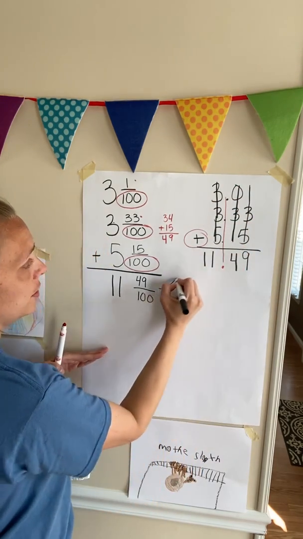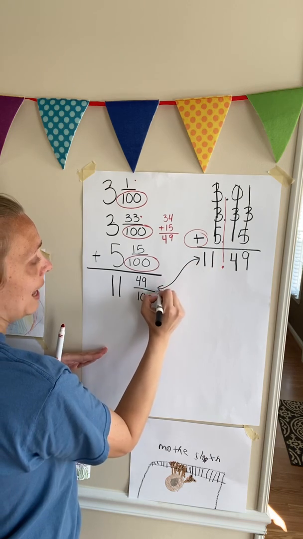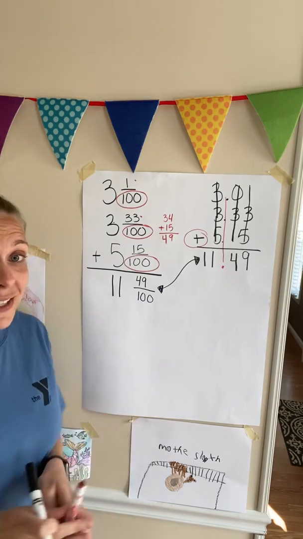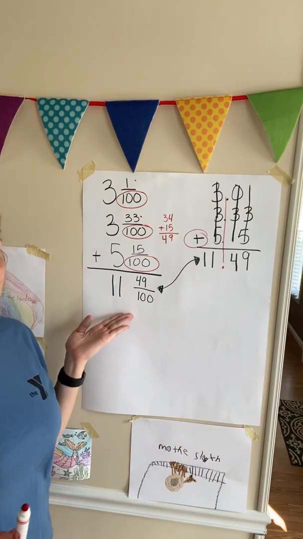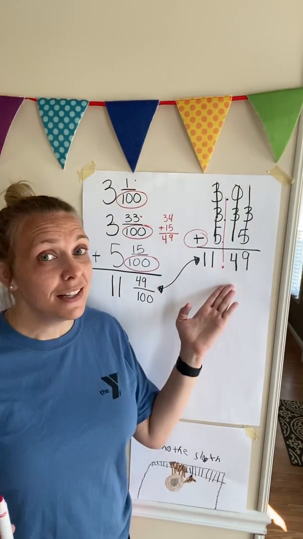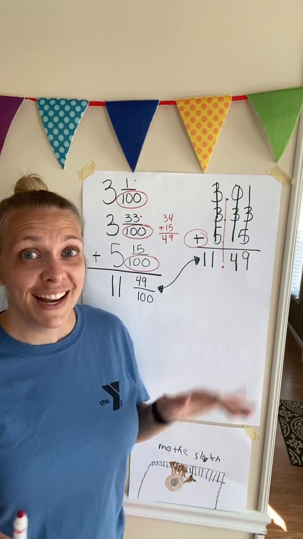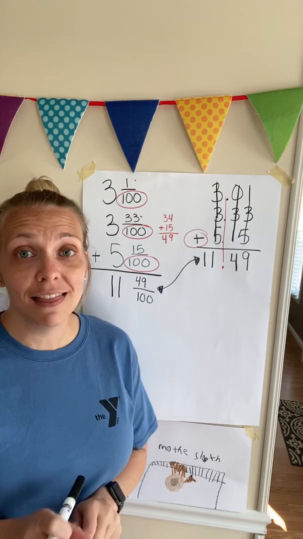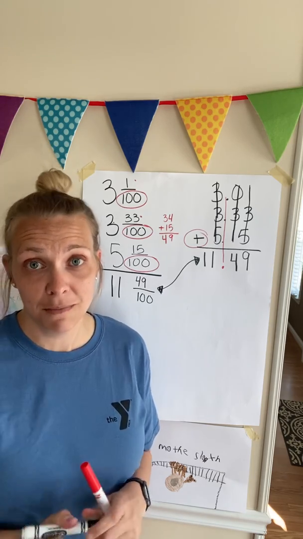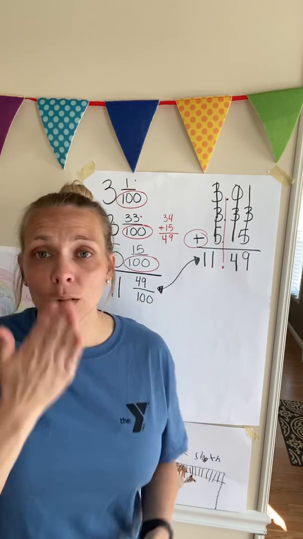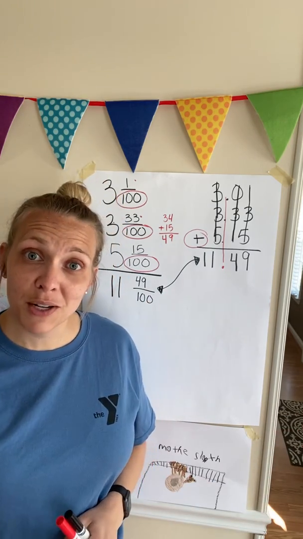What you should notice here is that these answers are exactly the same. The only difference is this one is expressed as a mixed number, and this one is expressed as a decimal. Both answers are correct, and so if your answer was 11 and 49 hundredths miles, then you can give yourself 2 thumbs up, a pat on the back, kiss your brain, whatever you want to do.